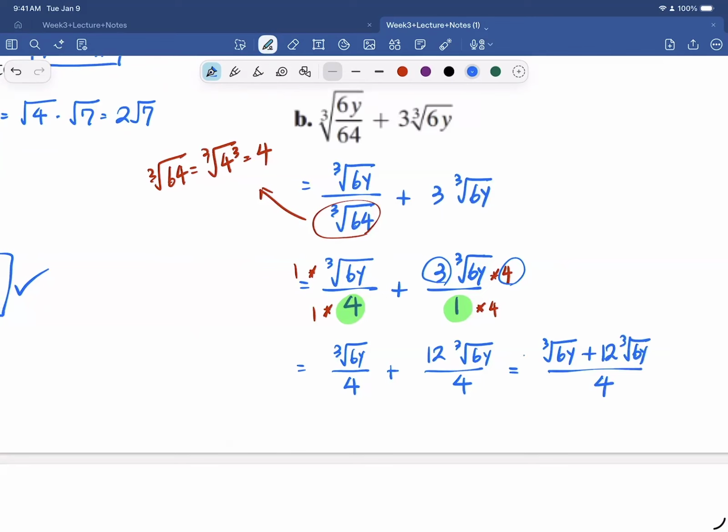So we have 1 here, okay? If there's nothing there, that means it's 1. So that's why we have to do 1 plus 12, which is 13. So 13, and then third root of 6y over 4 is the final answer.